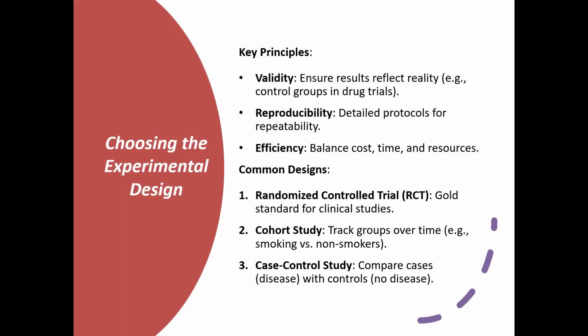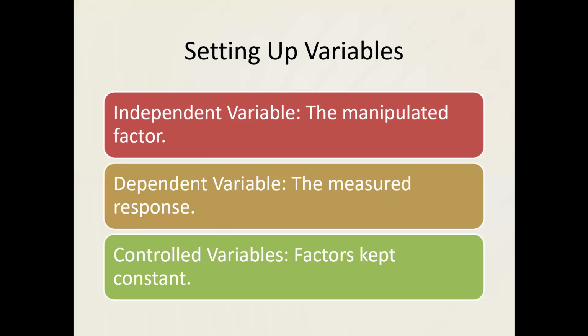And the common designs are randomized control trials, RCT, which are the gold standard for clinical study, then cohort study, which tracks groups over time, for example smokers versus non-smokers, and case control study, which compares cases with disease against controls with no disease. So these are the common designs normally used in the medical field. Most of the studies there are randomized control trials and cohort studies. So all these things are used.